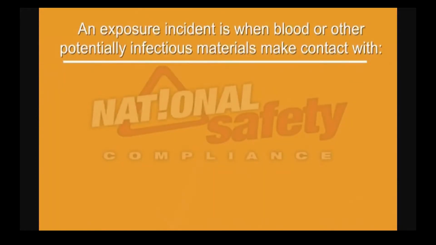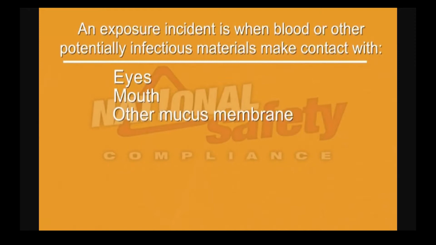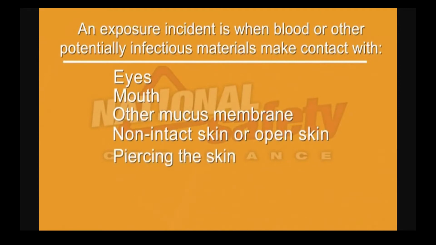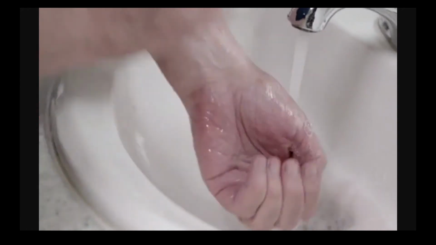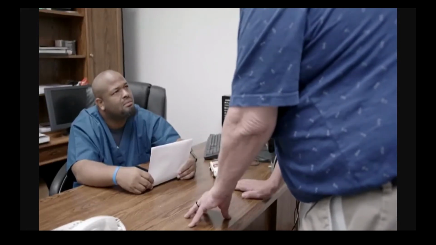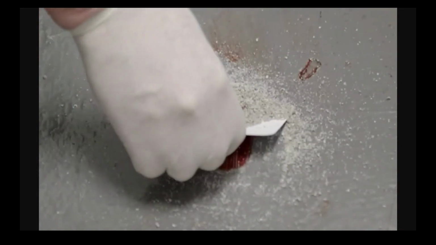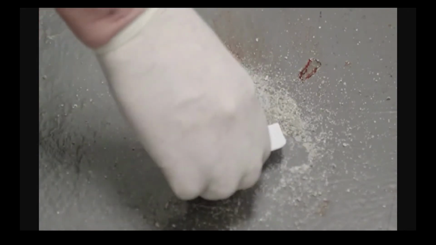An exposure incident is when blood or other potentially infectious materials make contact with eyes, mouth, other mucous membrane, non-intact skin or open skin, or by piercing the skin. If an exposure happens, it is important to follow set procedures, first by stopping and limiting the exposure to yourself and others. Thoroughly and immediately wash any exposed area of skin with antiseptic soap and water. Flush eyes, nose, or mouth with water. Report the incident to your supervisor or appropriate management personnel. Properly clean up the area if this is your responsibility. Make sure proper persons are notified if it is not your responsibility.